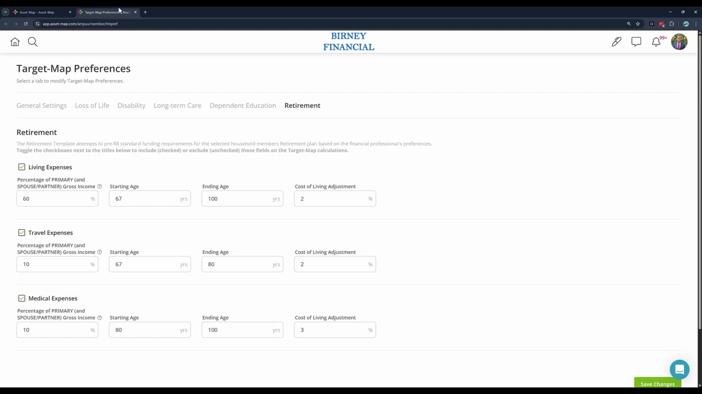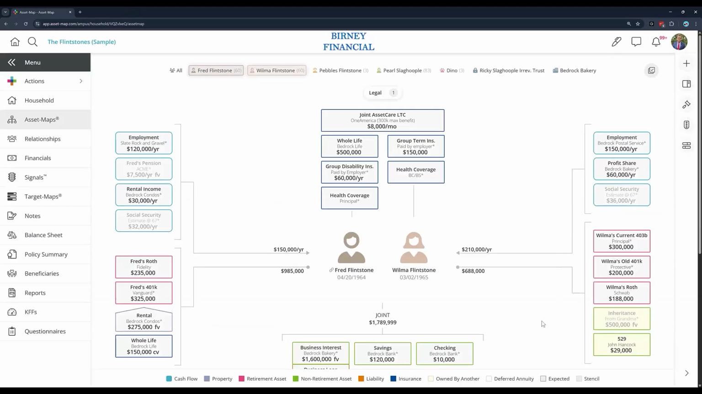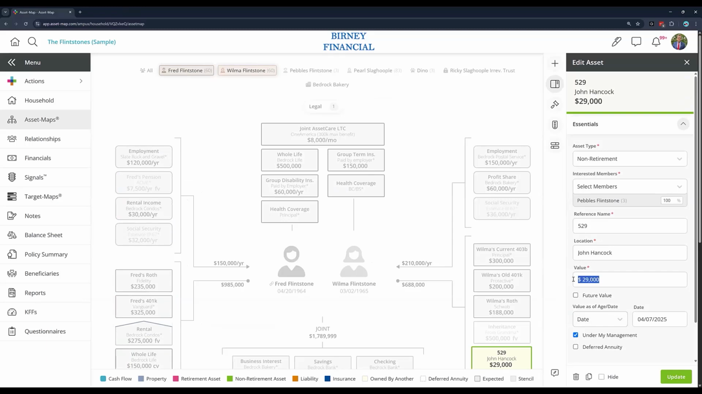So let's head back now to the target map for Fred and Wilma. And let's talk about Pebbles and her college funding situation. So down here in the bottom right, you see I've got this 529 account at John Hancock. Let me open it up right now. And I will see that, yes, that value, $29,000, is pretty current. That's as of like last week. So I'll leave that alone.